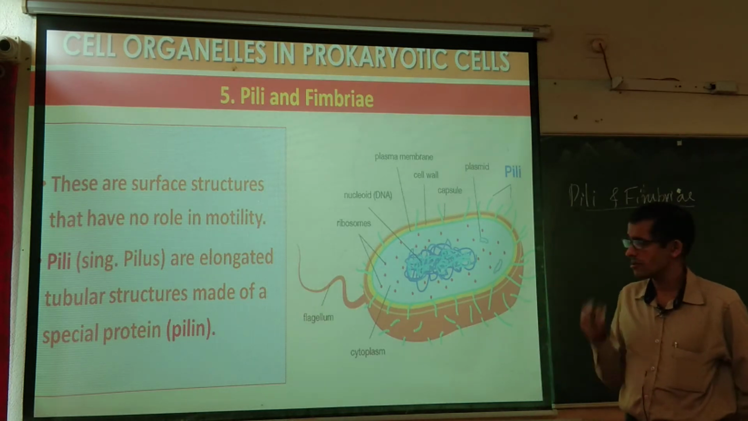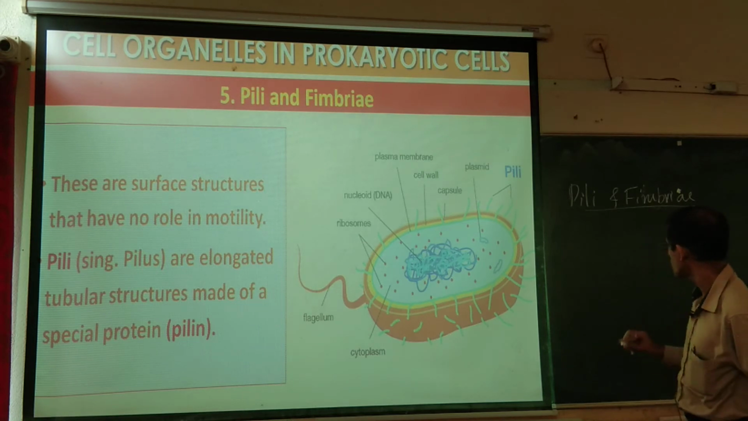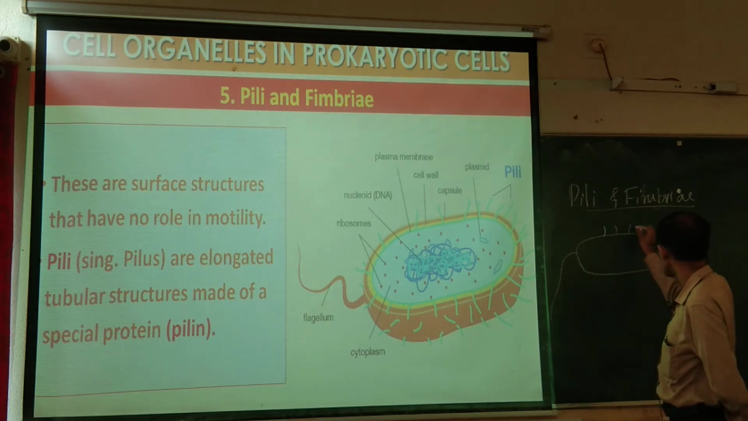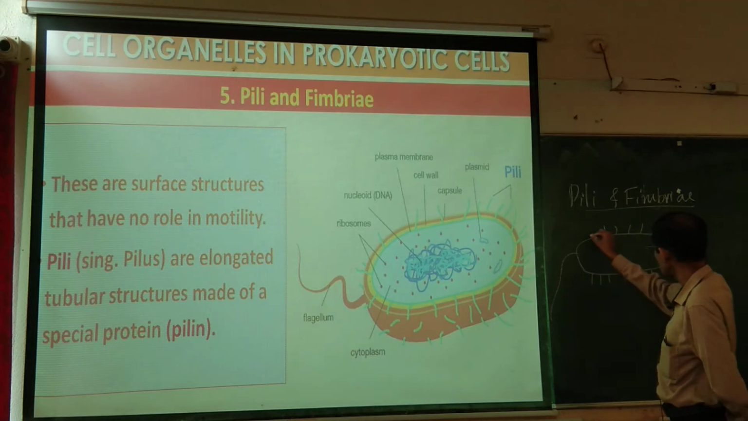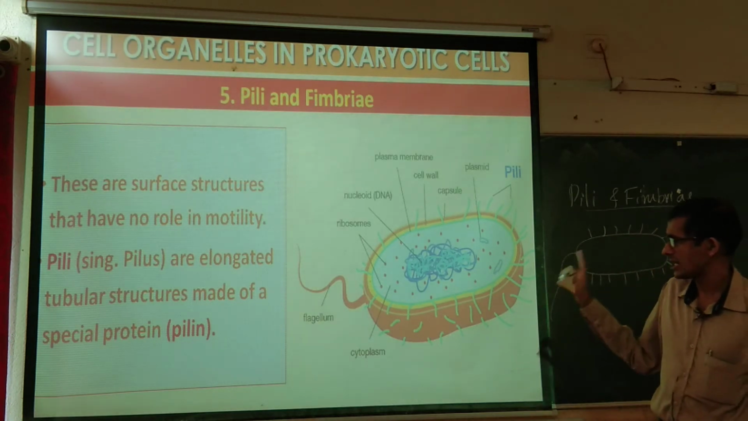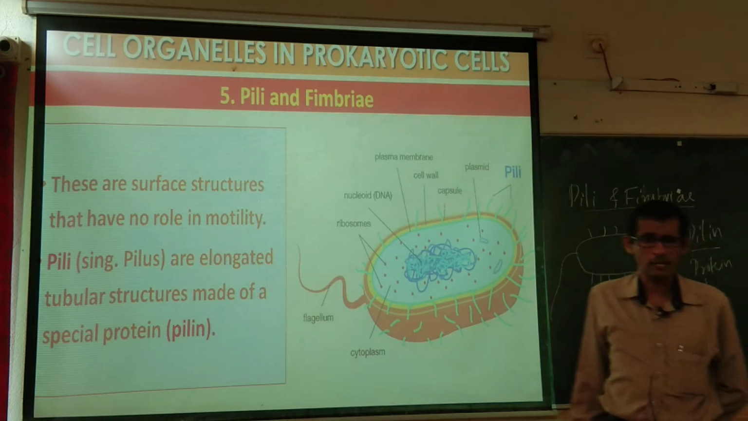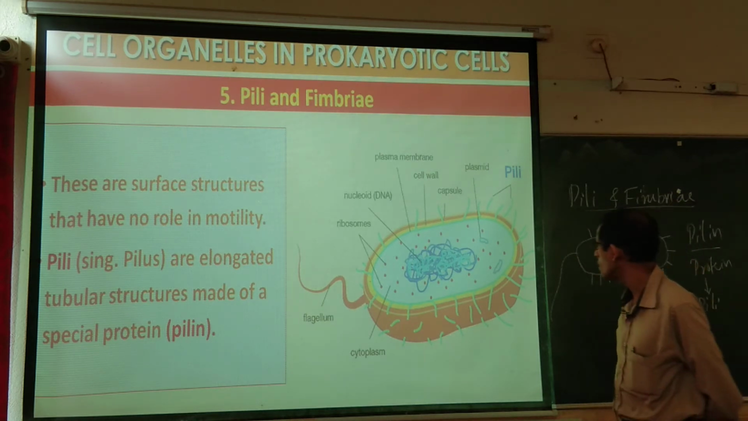Pili, singular pilus. Pili are elongated tubular structures made of a special protein called pilin. Pili are very small hair-like structures. Pilin is the protein present in the pili, or pili are made up of the protein called pilin. So, it does not have any role in the movement.